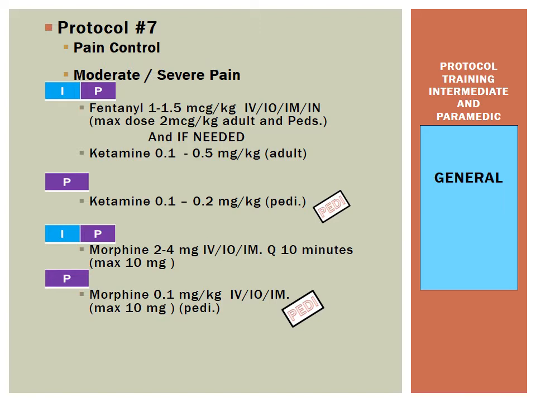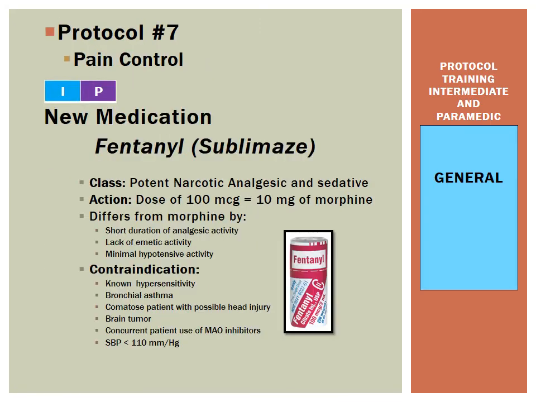And you can add, if needed, ketamine, 0.1 to 0.5 milligrams per kilogram, adult. Paramedics can administer ketamine to pediatric patients, 0.1 to 0.2 milligrams per kilogram. I&P providers will continue to use morphine if indicated at 2 to 4 milligrams IV, IO, IM every 10 minutes to a max of 10 milligrams. And our paramedics can administer morphine to pediatric patients at 0.1 milligrams per kilogram, IV, IO, IM, max of 10 milligrams. And again, that is for our pediatric patients.